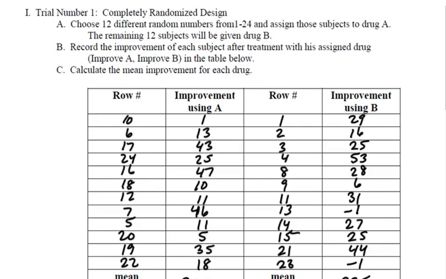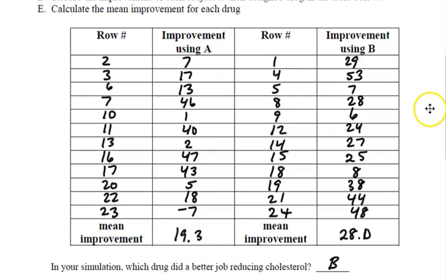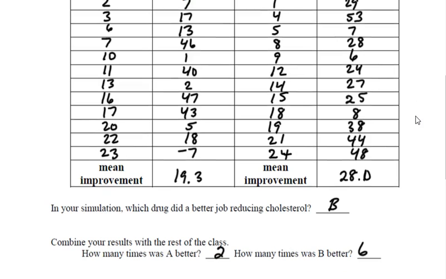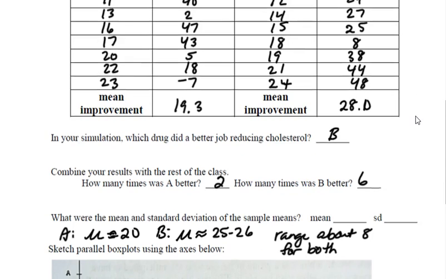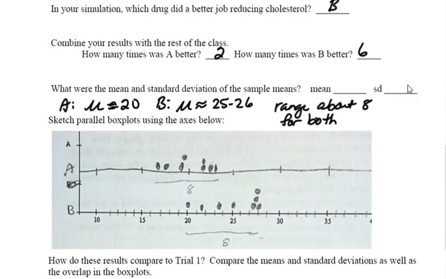So I went through and did that. Here were my results. I ended up with a mean of 19.3 for drug A and 28 for drug B. So it looked even more promising for drug B, but still in the class as a whole, 2 people ended up with drug A having a better improvement than drug B. Even though we have a little bit of reduction in variability, we still had quite a bit of overlap and somewhat inconclusive results.